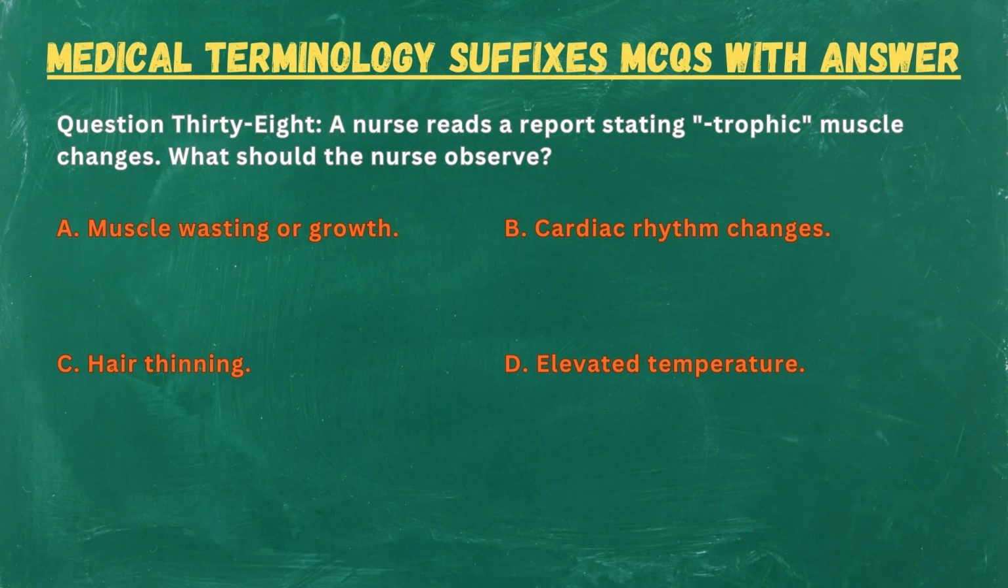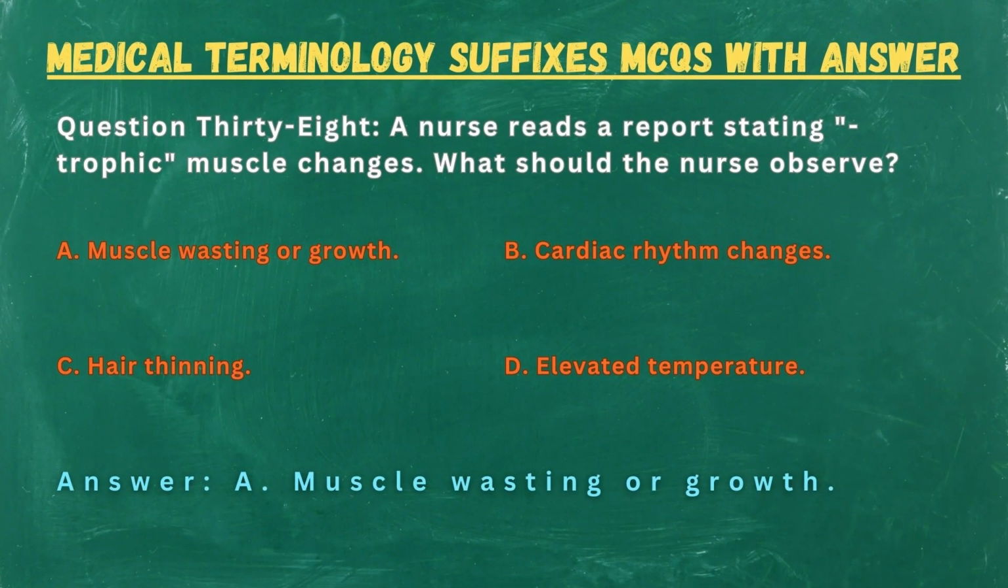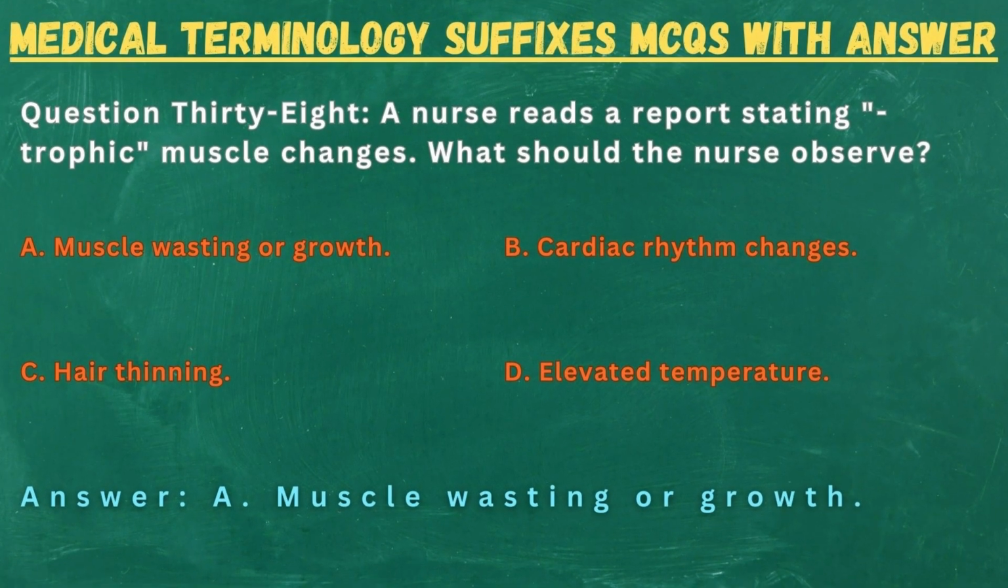Question 38. A nurse reads a report stating trophic muscle changes. What should the nurse observe? A. Muscle wasting or growth. B. Cardiac rhythm changes. C. Hair thinning. D. Elevated temperature. Answer A. Muscle wasting or growth.